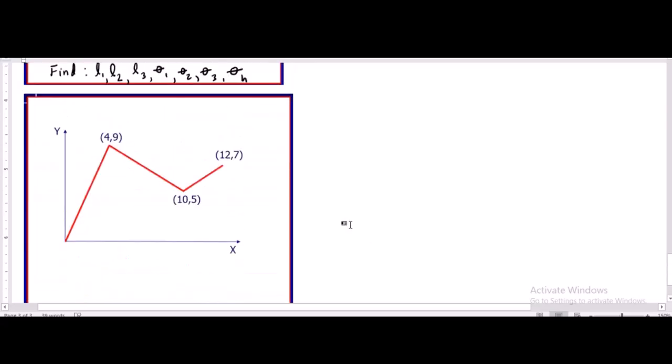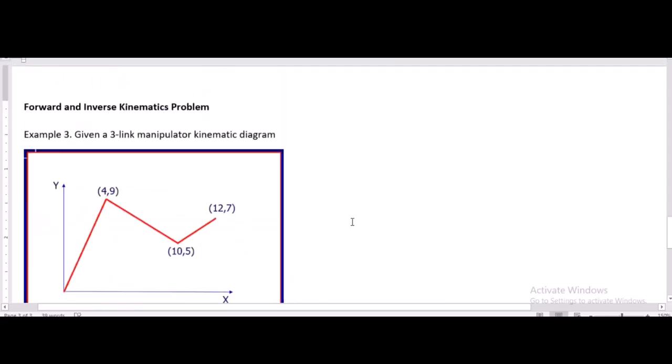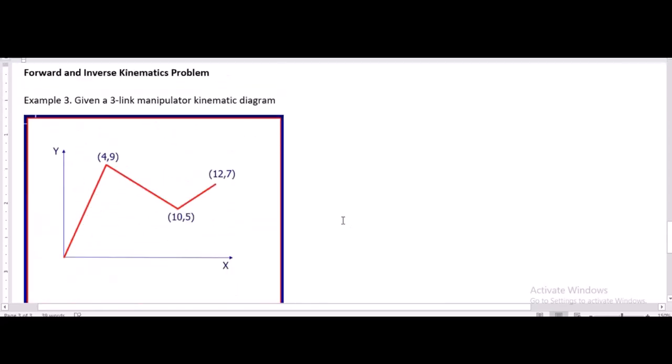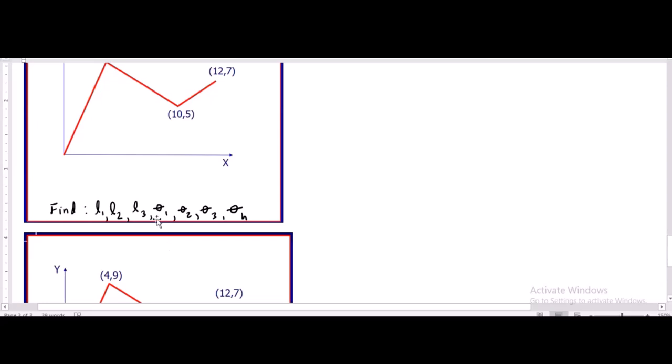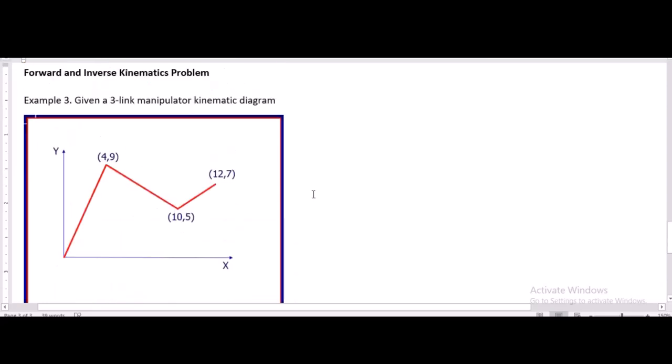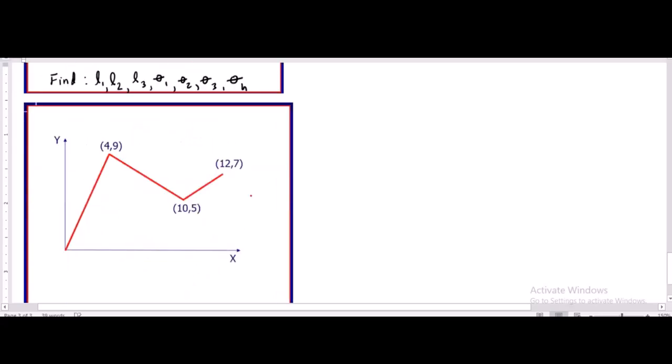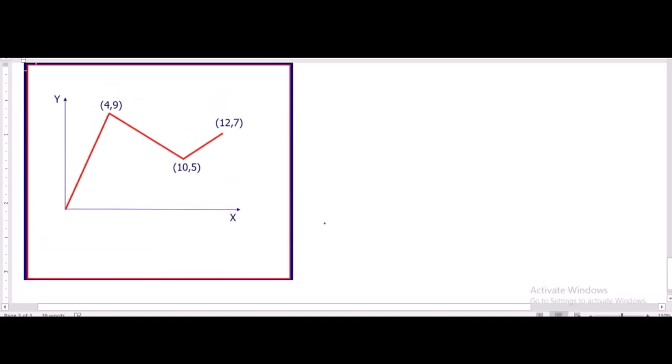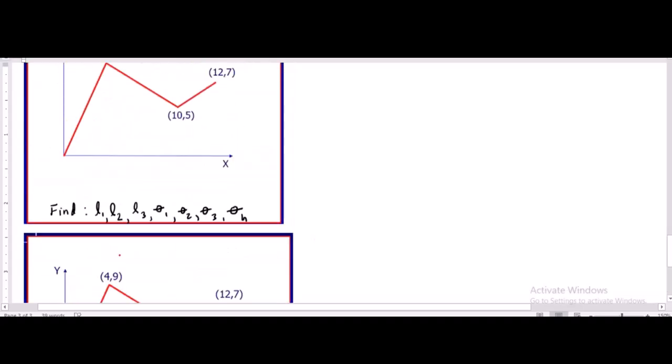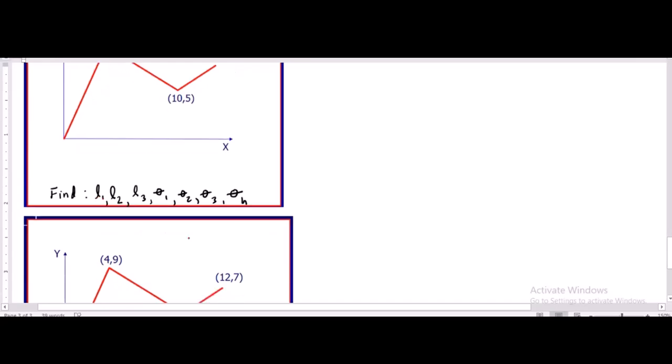So what problem is this? This is the question. Since we are looking for the joint angles, it is obviously inverse kinematics. So I will indicate here inverse kinematics. So here, this is the illustration. To find these values, we go one by one.